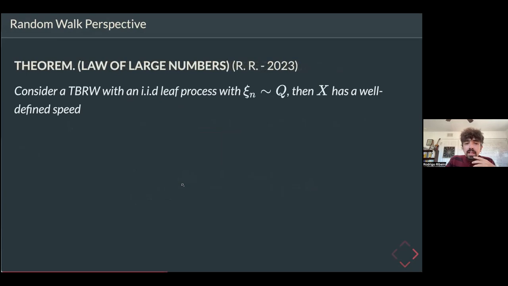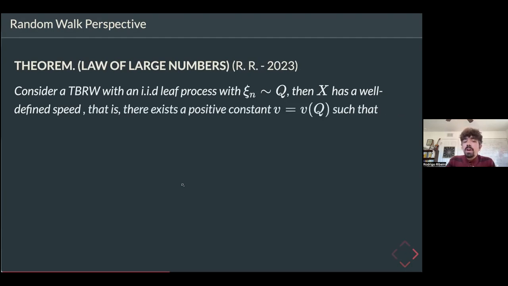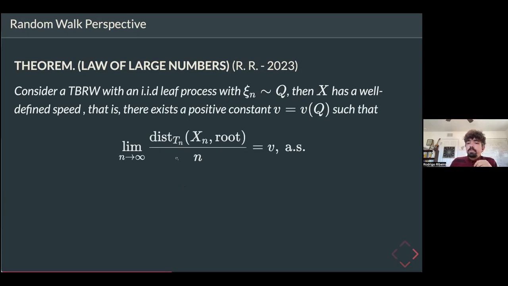But if you start with an IID leaf process, then the walker has a well-defined speed. Then you do have a constant, depending only on this distribution, which will be your speed, right? So the speed is converging to this constant. So in general, you do not have a law of large numbers, but if you have an IID leaf process, then your walker is ballistic, and not only that, you have a well-defined speed for the walker.